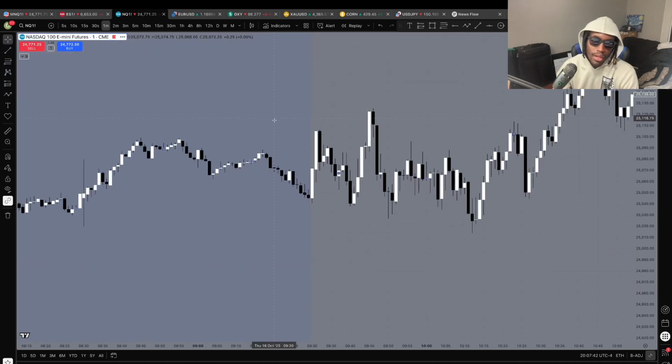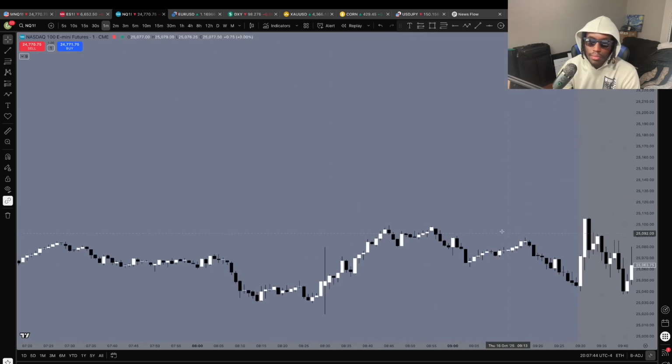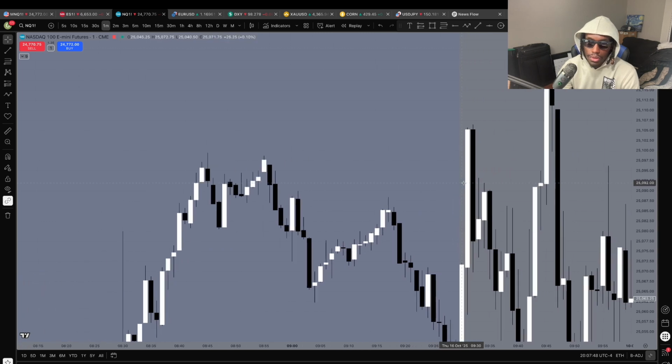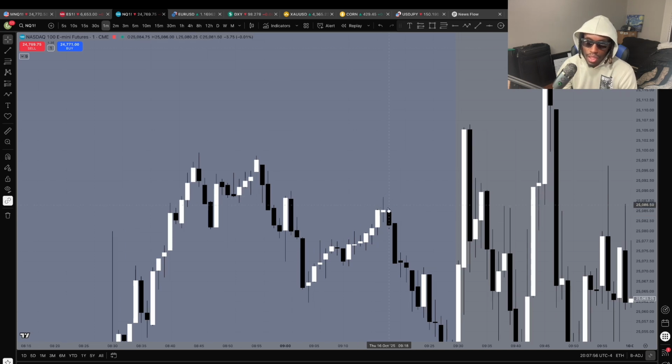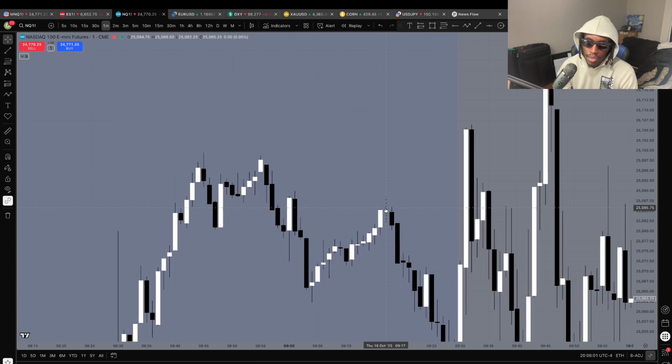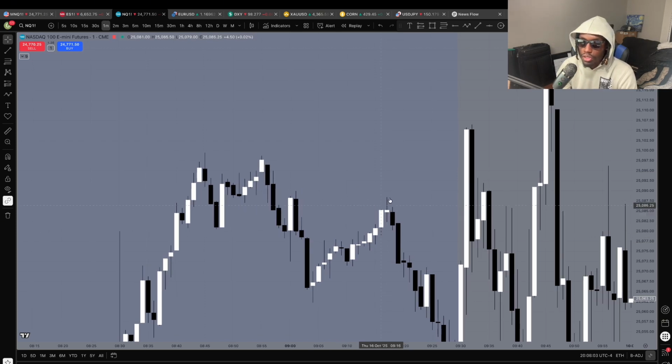Like this candle right here, it was a really close candle. It's not as close as I thought, but you get the memo though. There are going to be some candles that are almost in the middle. Like this one, buyers try to push price up, and then sellers end up bringing it back down, but it still ultimately closed bullish.